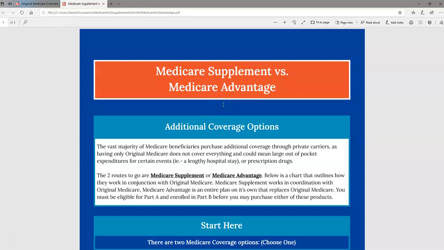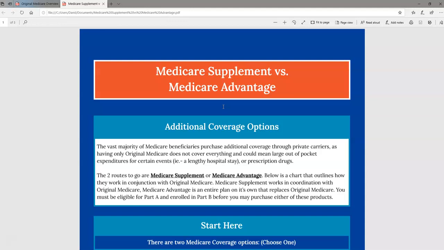We're going to jump over here to Medicare Supplement versus Medicare Advantage. If you are about to be a new enrollee in Medicare, you've probably heard Medicare Supplement and Medicare Advantage 100,000 times in the last 3 years, from people sending you stuff in the mail trying to sell you Medicare, to what you see on TV or on the internet or in the newspaper. You've probably heard these terms many, many times.